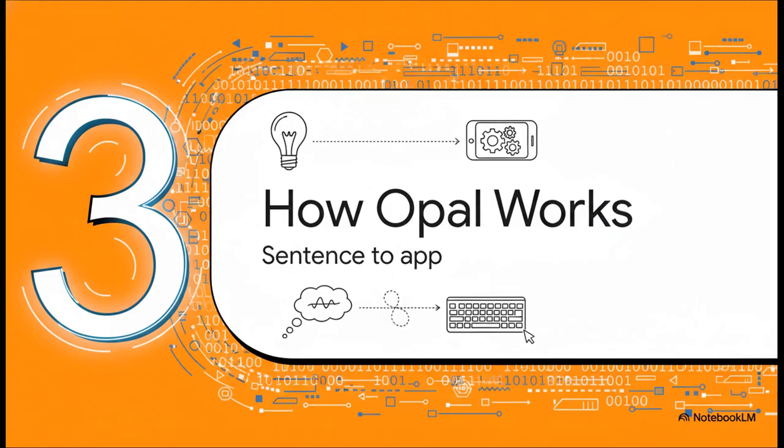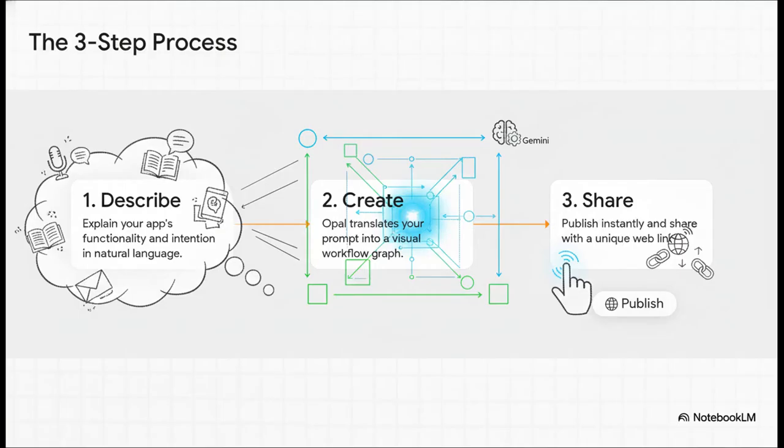Okay, so how does this magic trick actually work? I mean, how do you go from a simple idea to a fully functioning app that can save you hours of work? You're going to be shocked at how simple it is. It's a super simple 3-step dance. First, you just describe what you want it to do, just like you're talking to a person. Second, Opal's AI brain goes to work and creates a visual map of all the steps. And third, you can instantly share your brand new mini app with anyone just by sending them a link. That's it. It's really that easy.